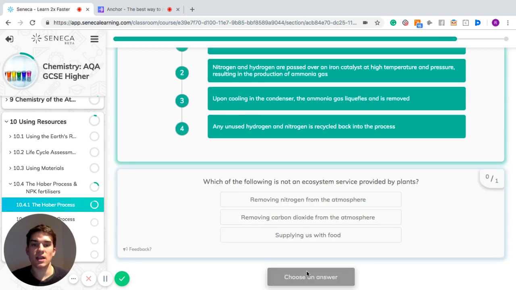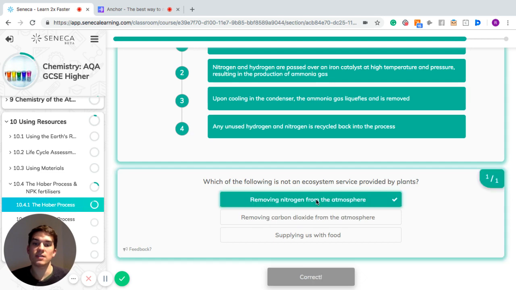Which of the following is not an ecosystem service provided by plants? So supplying us with food is something that they do. Removing carbon dioxide from the atmosphere is something they do. Removing nitrogen from the atmosphere is not something they do.